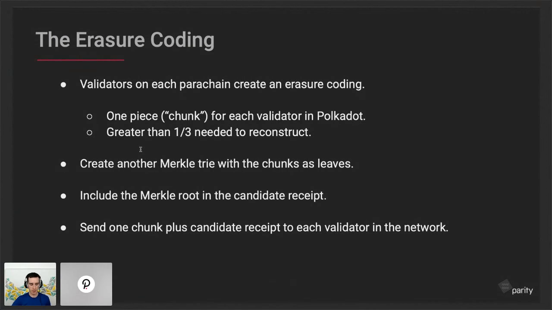All right, so now we're going to take this POV block and we're going to make an erasure coding from it. What an erasure coding is, is that we take some message, which in this case is the POV block, and we make it a bigger message, but such that you can reconstruct it with some fraction of the total bigger message.